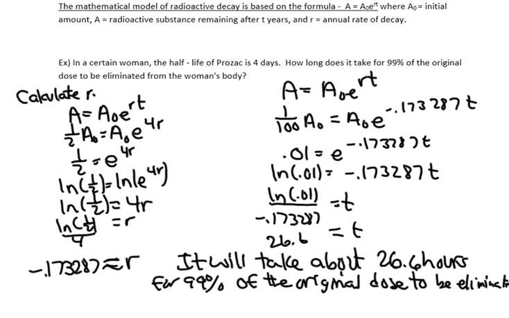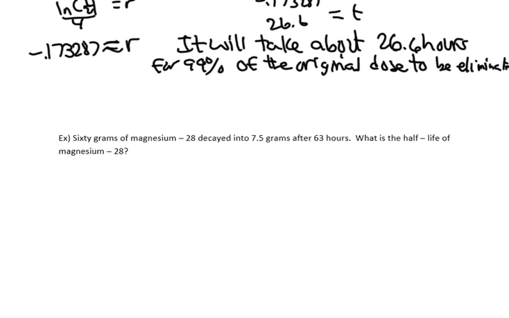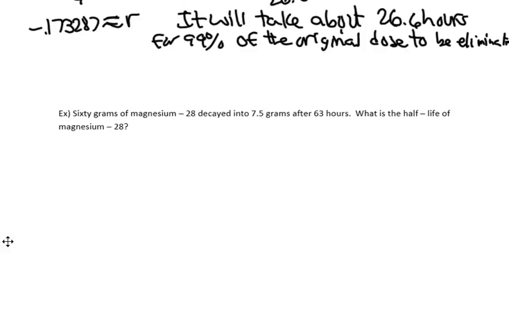Okay, so let's take a look at one other example then. We've got 60 grams of magnesium 28 that decayed into 7.5 grams after 63 hours. What is the half-life of magnesium 28? So again, I'm going to rewrite my formula here. What do I know? I know what's actually left this time, and I do know the original amount. And we know the time. Again, I want to calculate what the rate is so I can use that piece of information to determine the half-life.